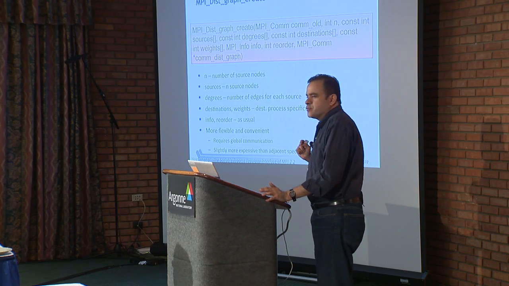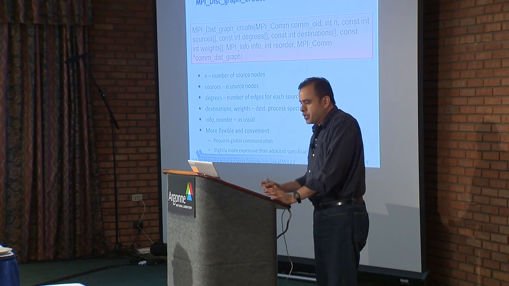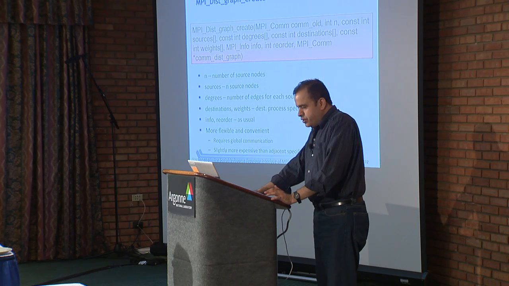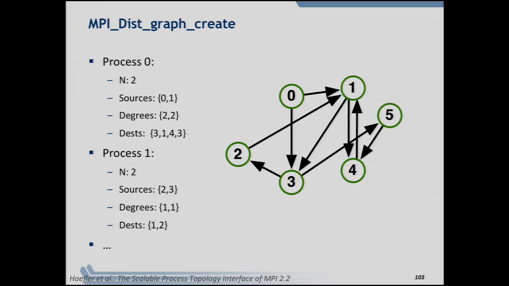It is also more difficult for the MPI implementation because it's being passed in a way that is a little harder to understand. I won't go through the details of how this function is called, but you can look it up when you need to use it. In this example, you can see how the same graph is being passed in the other option of the distgraphcreate function.